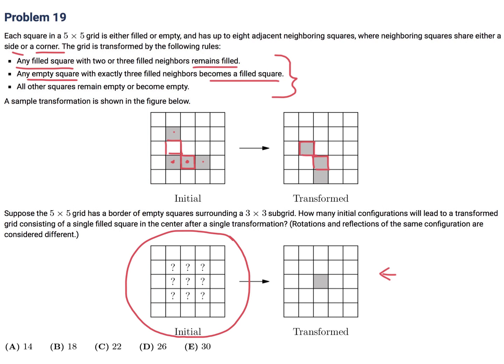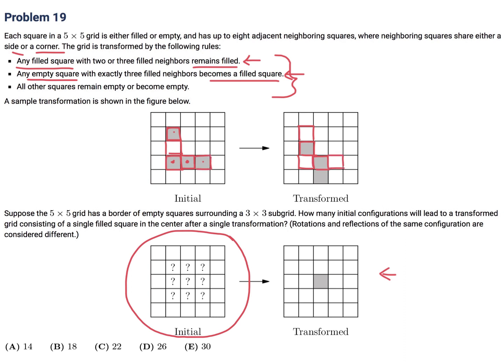And is there anything else? All other squares remain empty or become empty. So everything else, so this guy, for example, it became empty because it didn't qualify in this criteria or this criteria. So as you can see, it's empty. This one also didn't qualify, so it became empty. And this one didn't qualify because it became empty.